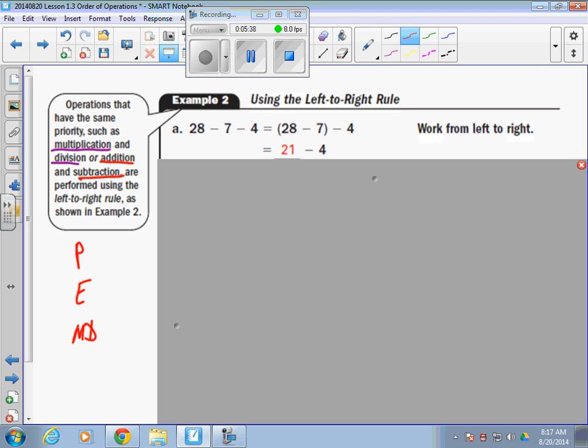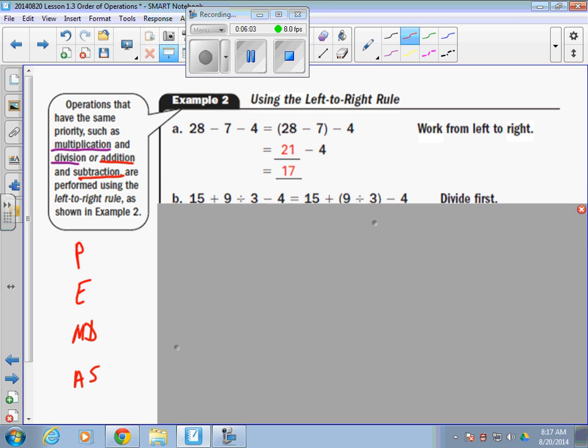Multiplication and division are always together, and addition and subtraction are together, instead of just writing them in a straight column with M on top of D and A on top of S. The example says the left to right rule, says work from left to right. 28 minus 7 minus 4 means you do 28 minus 7 first, because that's the leftmost subtraction problem. 28 minus 7 is 21. Then 21 minus 4 is 17.